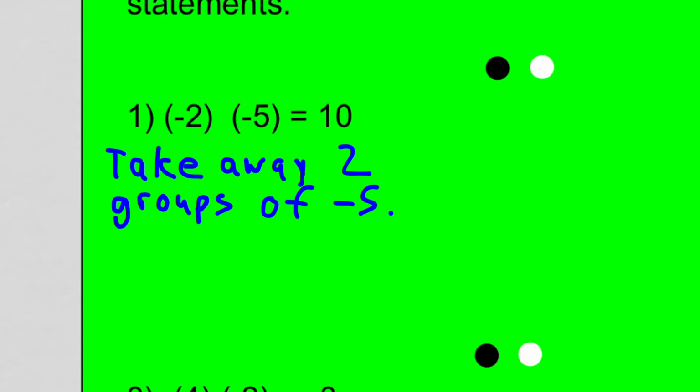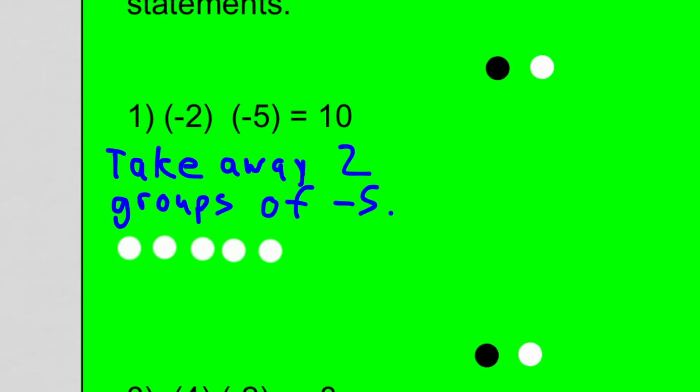And so what we automatically would do in that case is we'd go, okay, well, I'm going to put groups of -5. That's not negative. Blacks are positive and whites are negative, right? So I'll put my groups of -5. But then I'm not taking them away, I'm adding them, right?